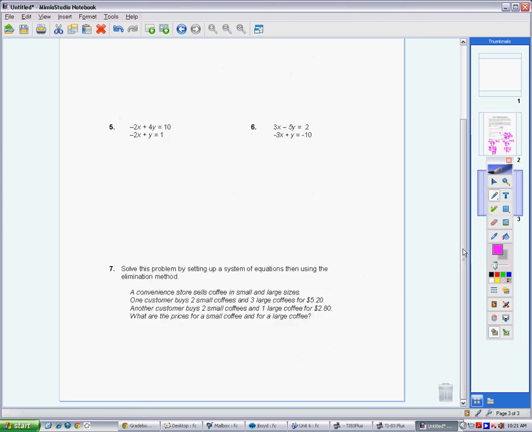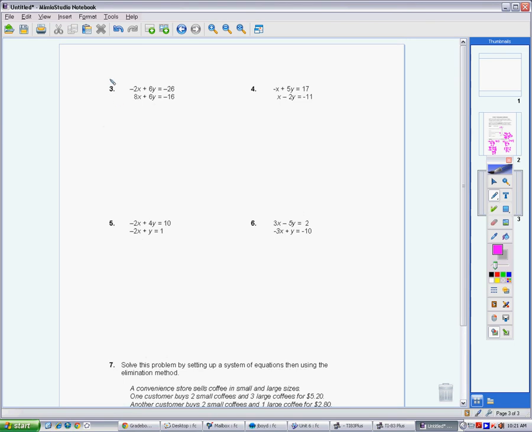Okay, some more practice problems. Number 3, I have negative 2 and 8. If I add those together, that's not going to equal 0. I have a positive 6 and a positive 6. If I add those together, they're not going to equal 0. This one's a little bit different than our first two examples.